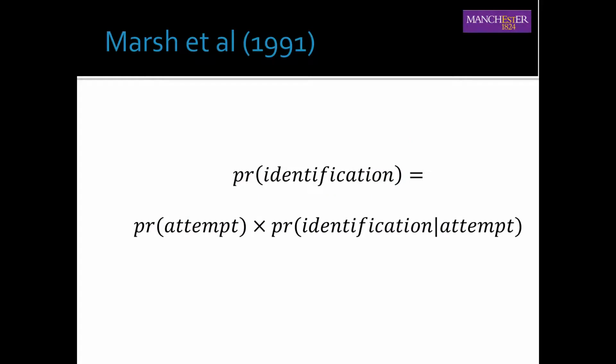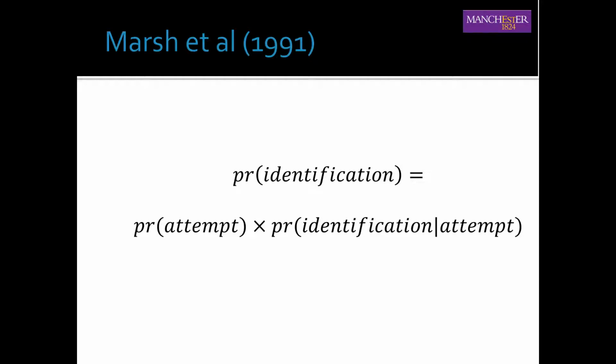So this equation from Marsh et al. explains some of why there's a problem here. This is a very old equation now, 40 years ago. Probability of identification equals the probability of attempt multiplied by the probability of identification given an attempt.